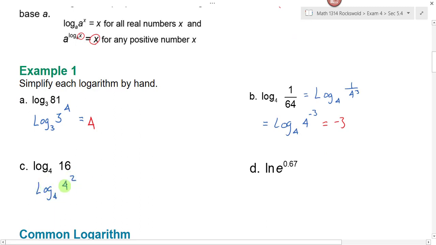On part C, I could rewrite this as log base 4 of 4 squared. Because the base of the log is the same as the base of the exponent, and 4 squared is 16, I would say that this is equal to 2.